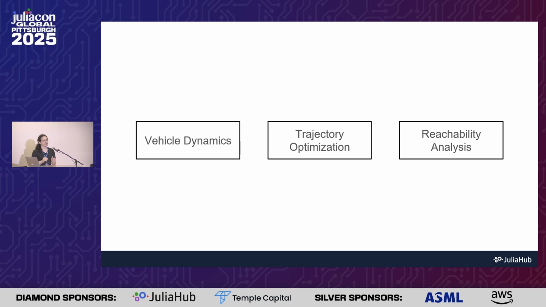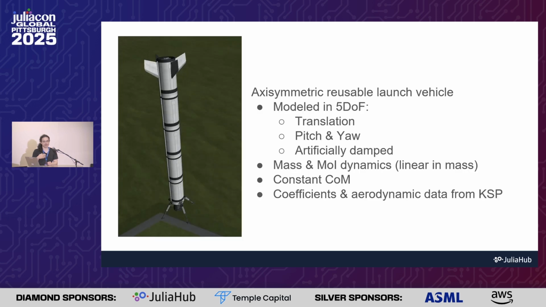There's three aspects to this problem that I'll be talking about. There's the underlying dynamics of the vehicle, there's the trajectory optimization that identifies feasible trajectories from the initial condition to the landing site, and then there's the reachability analysis problem that allows us to identify that intermediate position where we relight the rocket engine. So looking at the dynamics of the vehicle first, the vehicle is an axisymmetric reusable launch vehicle modeled in 5 degrees of freedom.